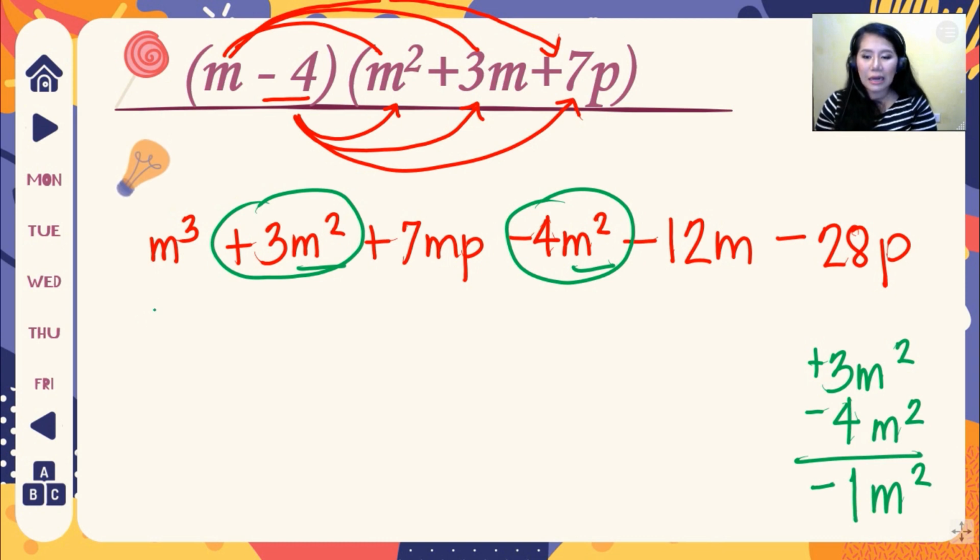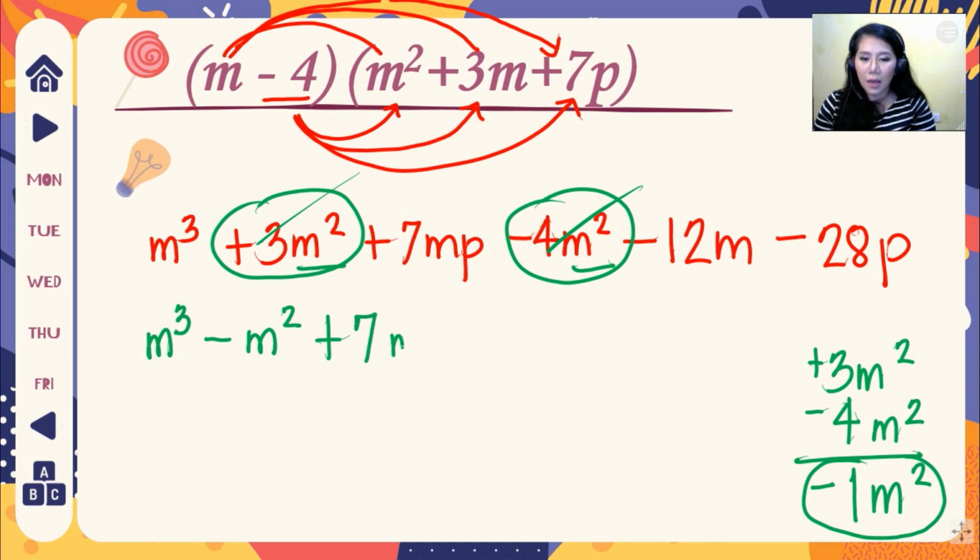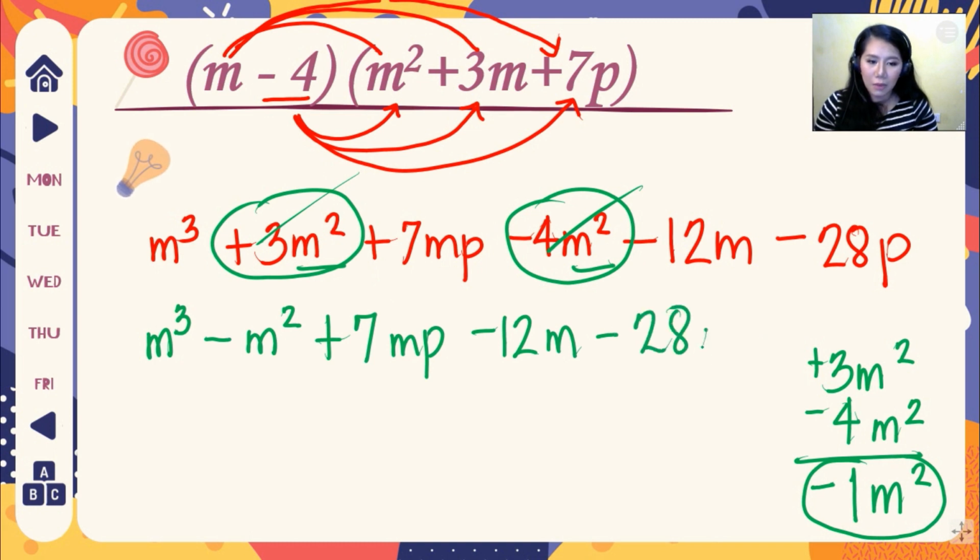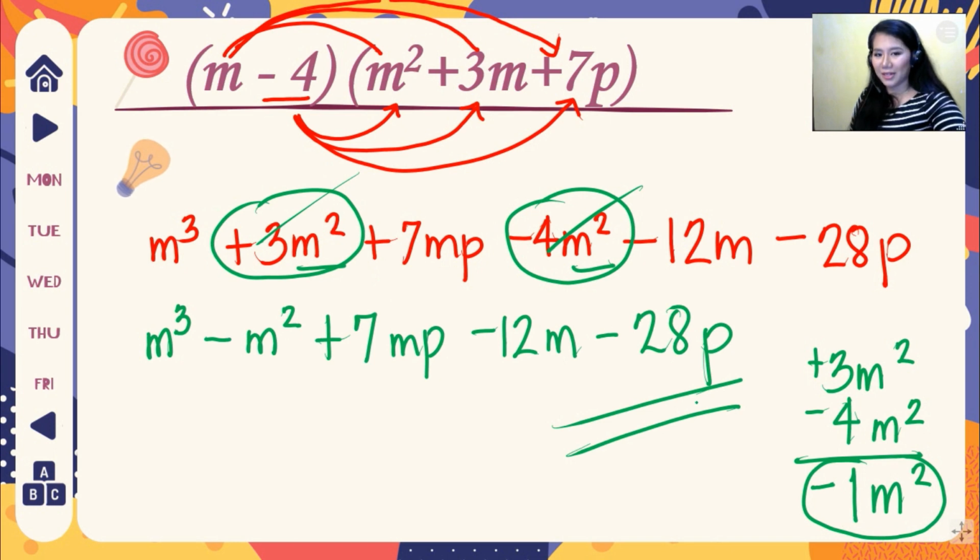So, let's rewrite our final answer. We're going to have m cubed. Tapos, isunod na natin si negative m squared. Negative m squared. Then, syempre mawawala na to kasi sinolve na natin yan. Sunod na natin si 7mp minus 12m minus 28p. And that is already our final answer.